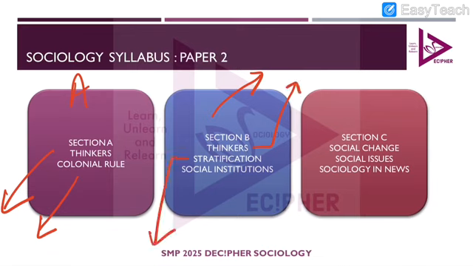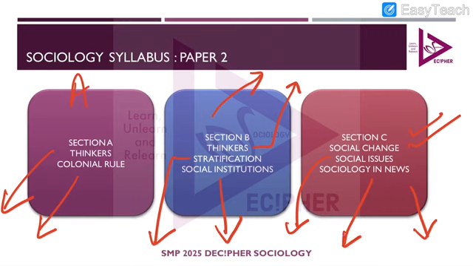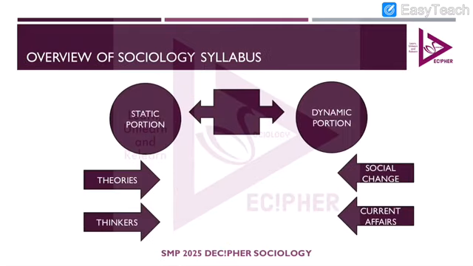Then naturally we will be studying about social structure, and finally we will be studying different social institutions, just like we studied in paper 1, which are religion, kinship, economy, polity, all these social institutions. And finally, like in paper 1, we also study social change or visions of social change, different social issues, and what sociological news we have read. So, this is paper 2.